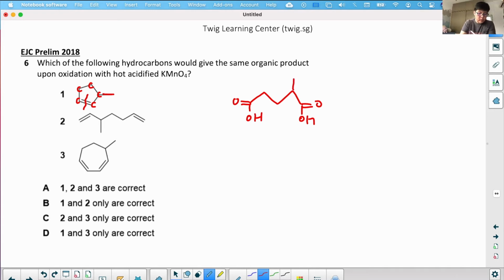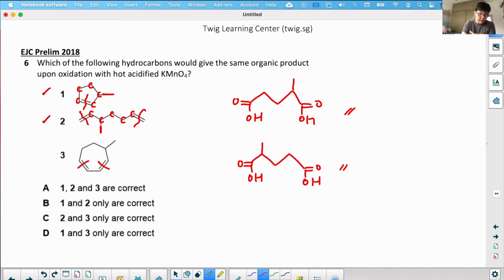All right. Okay, let's look at this one. If I oxidize this and oxidize this, how many carbons will there be? 1, 2, 3, 4, 5. So in fact, it's going to give you the same thing. 1, 2, 3, 4, 5. COOH on this side, COOH on this side. And the alkyl group is over here, which is actually the same thing, because if you flip this one, you get this. Right? So which of the following will give the same organic product? 1 and 2 definitely.